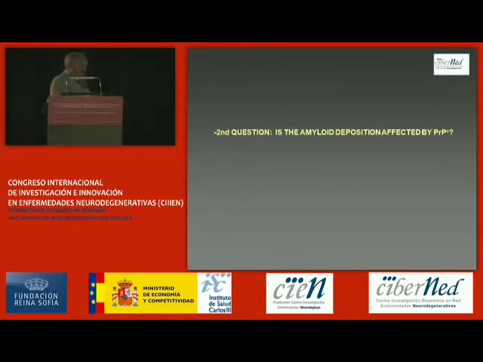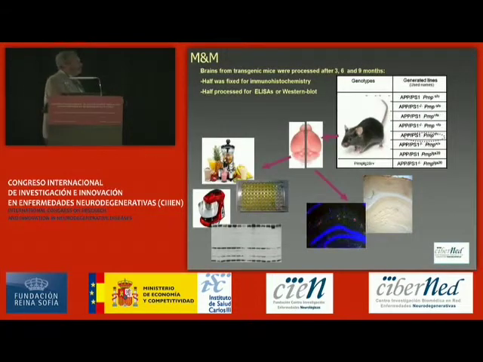So we move to the second question, which is the contrary: is the amyloid deposit modified by the PrPC, the cellular component of the prion protein? Again, the protocol that we used was similar. We generated the mouse lines, and then we waited until 3, 6, and 9 months, and the general rule of processing the brain was something like that. Half of the brain is going to be used for immunohistochemistry. The second half is used for ELISA and biochemical studies.